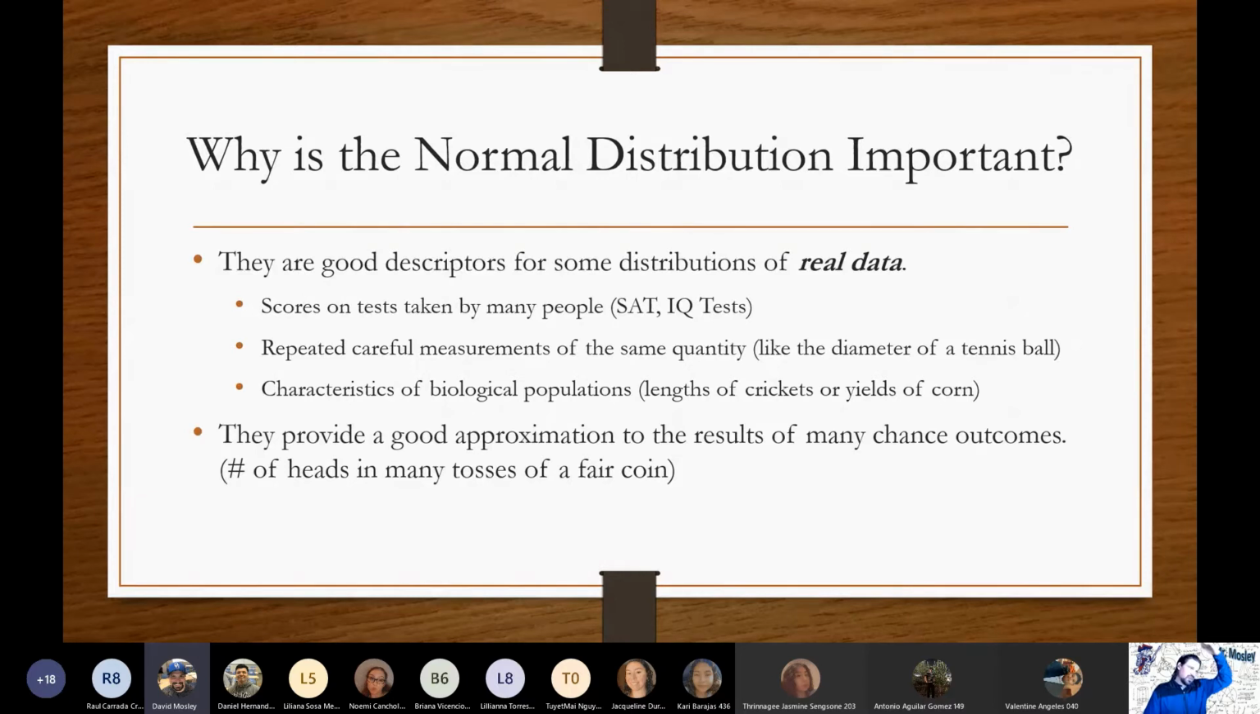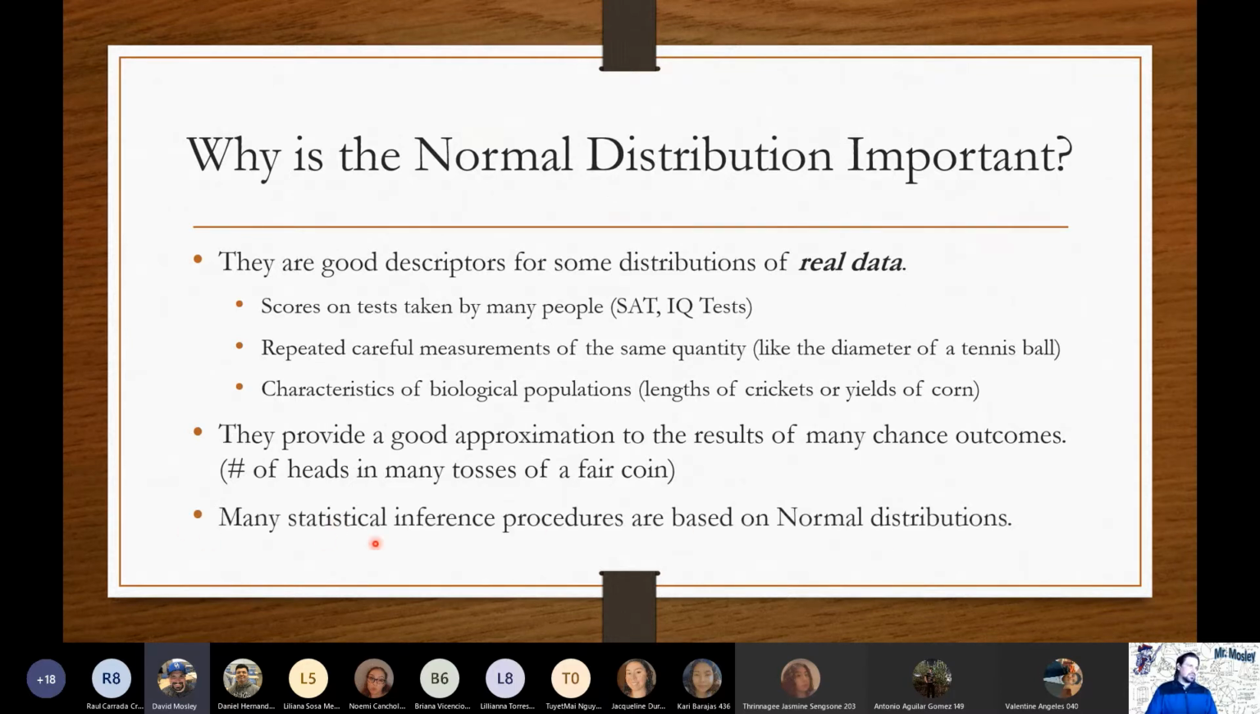Okay. Normal distributions provide a good approximation to the results of many chance outcomes. So this starts introducing the idea of probability and chance, such as the number of heads in many tosses of a fair coin. So if I were to have everyone in class take a coin and flip it 20 times and record just the number of heads that show up when they flip the coin, and we plotted all those numbers on a histogram or a dot plot, we would get something that's approximately normal. It helps represent the number of heads in this chance situation.